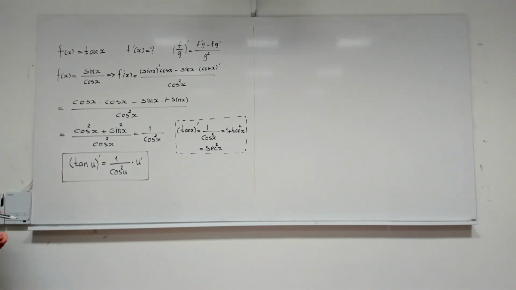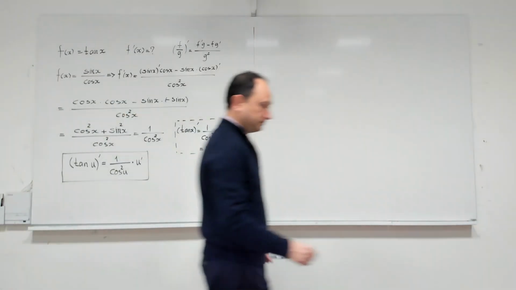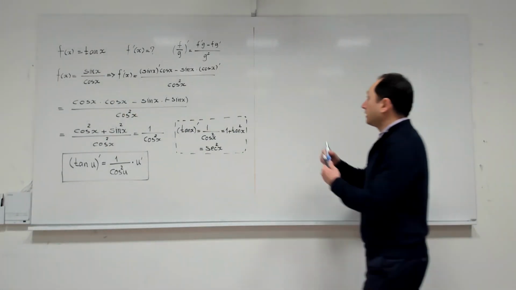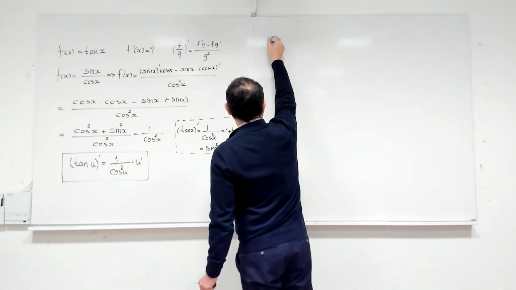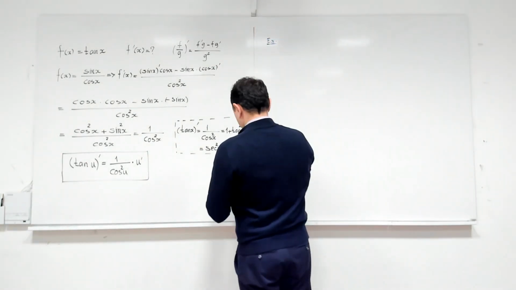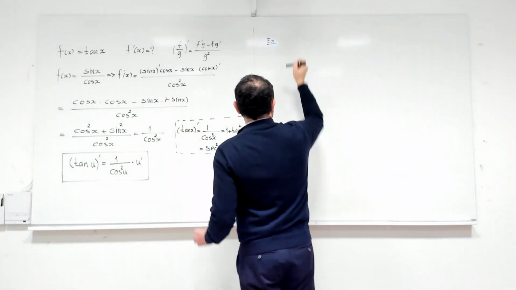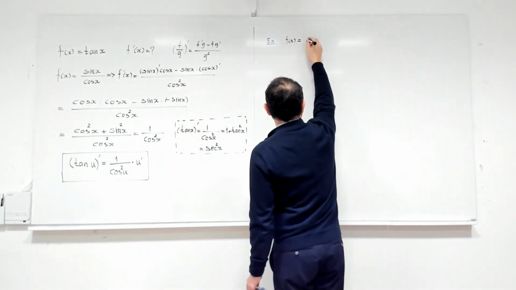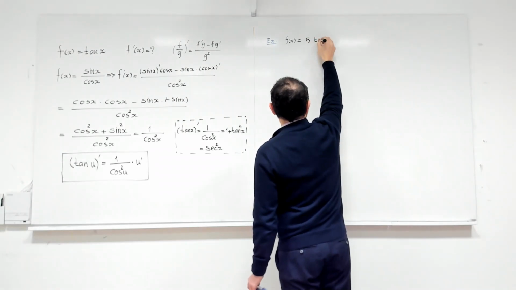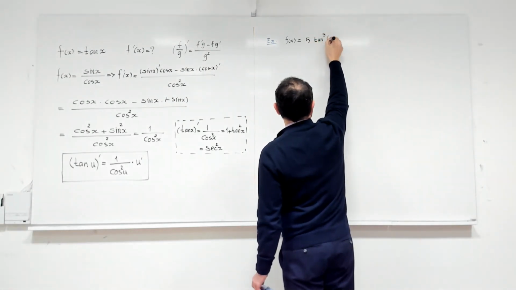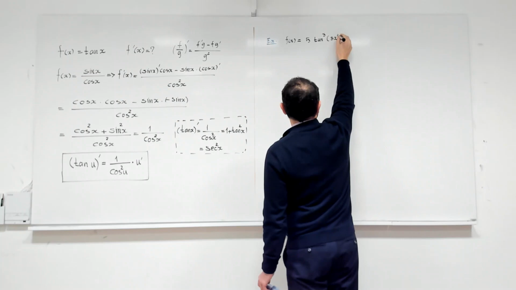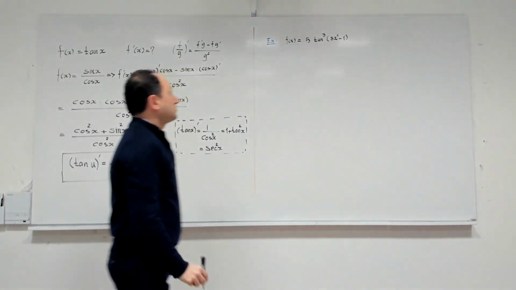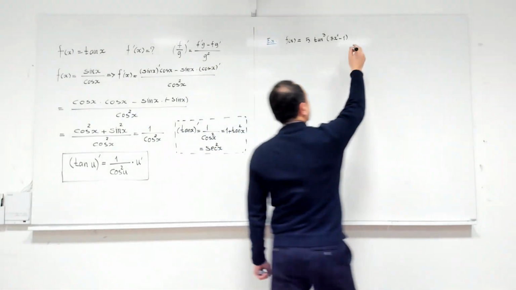Okay, if I want to give you an example, okay, let me start with this one. We have f of x equals 5 tangent to the third of 3x squared minus 1. So we want to find the derivative of this function.